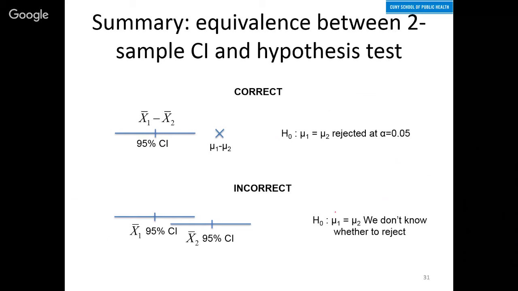And just to make it graphical, the caveat that I gave about the equivalence between the two sample confidence interval and the hypothesis test: this is the correct way to do it. Give it a nice hockey stick there. And this is the incorrect way to do it, in case you get tempted to try it this way.